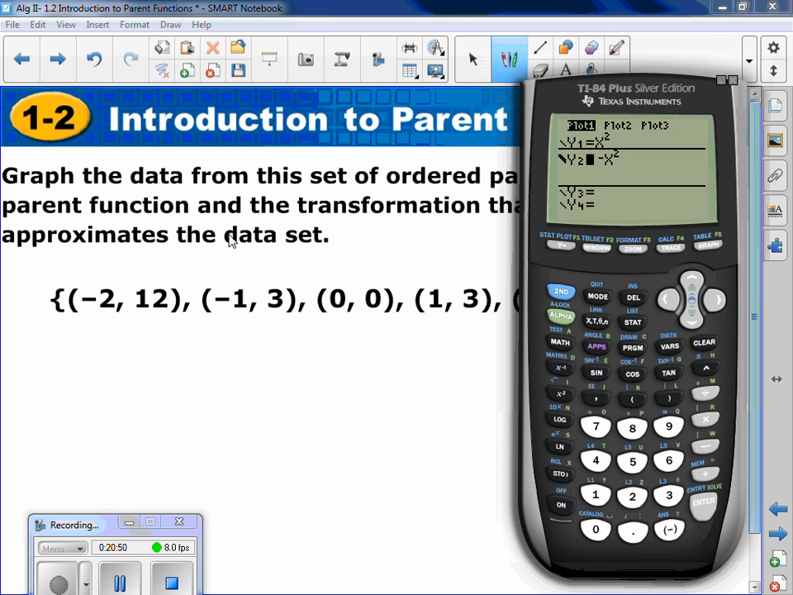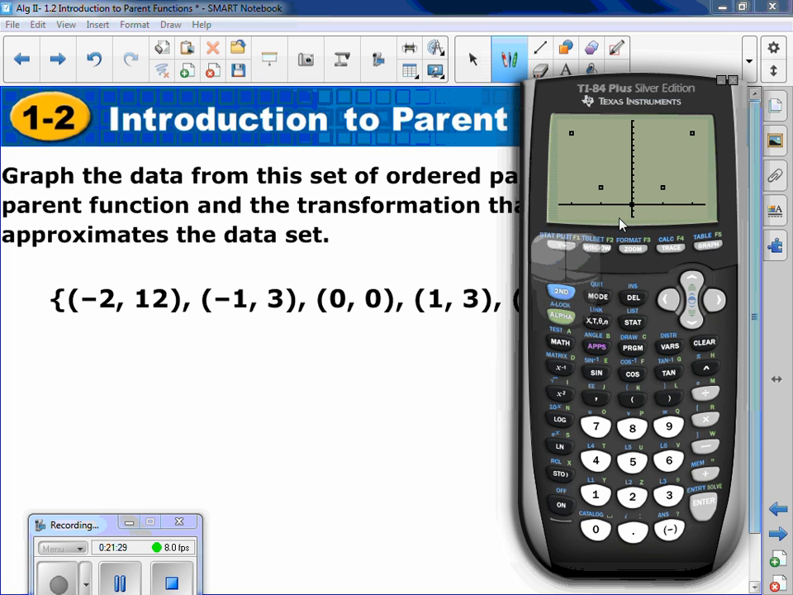Not every point showed up on that screen. If I do zoom, these are the different zooms. Zoom standard just sets it back to a 10 by 10 window. If I go down, there's one called zoom stat. So if you press zoom and then the number 9, it will zoom to your exact statistics. And why did I forget to turn that off again? So there's my points.